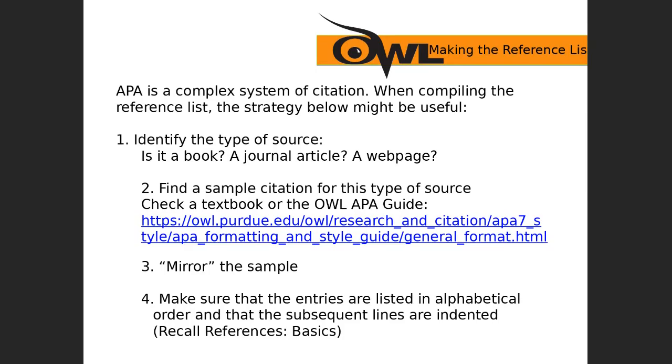After that, when the source type is identified correctly, it's fairly easy to find a sample of a similar reference in the APA textbook or in an online APA resource. The APA guide on the OWL website is particularly easy to browse since it's linked in there, and they're organized by types of sources. I personally prefer to use the APA textbook myself. I have pages specifically marked off for journals and organizations and different references.